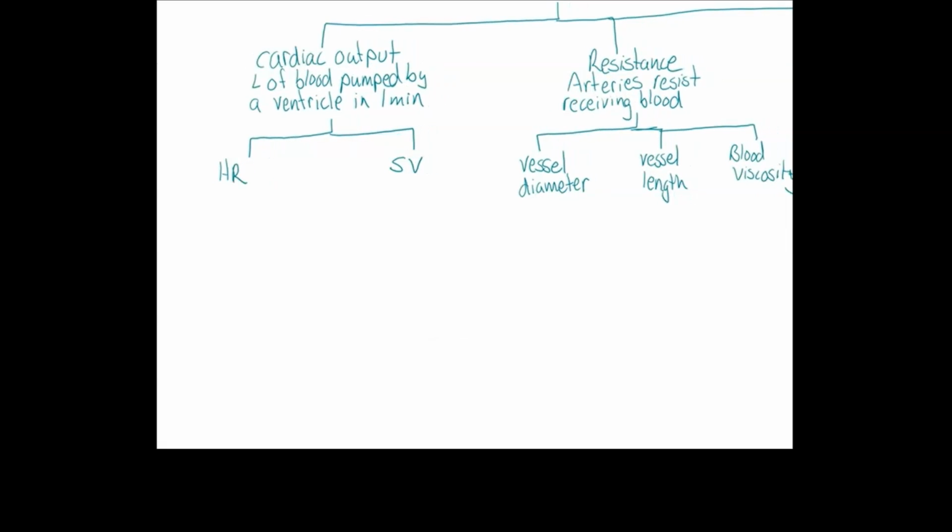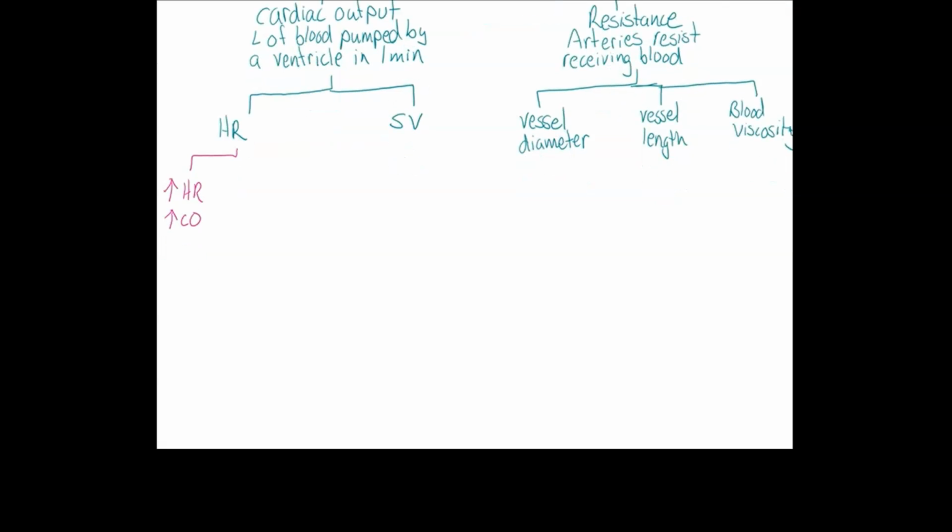We know with heart rate, if you increase heart rate, you increase cardiac output. A higher cardiac output will result in higher blood pressure. Things that increase heart rate include sympathetic stimulation and positive chronotropic agents.